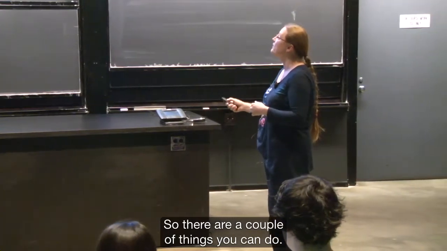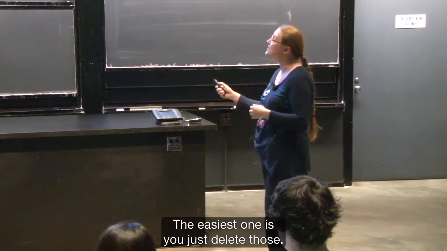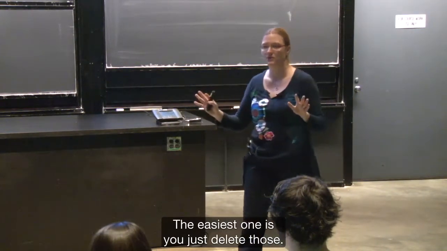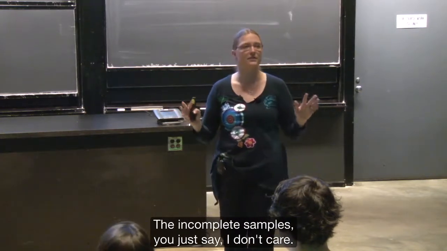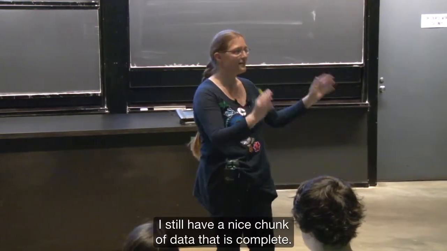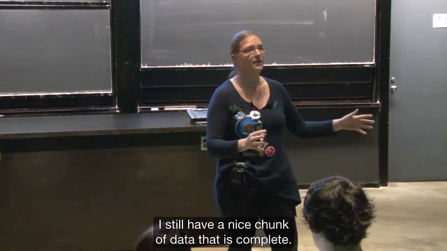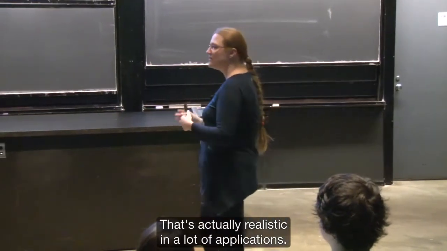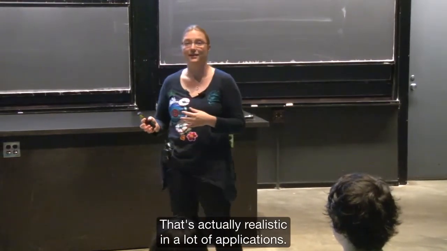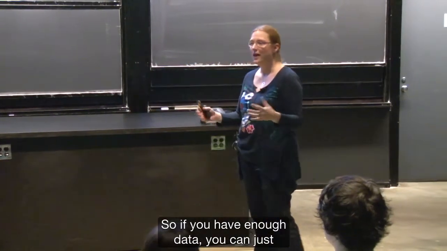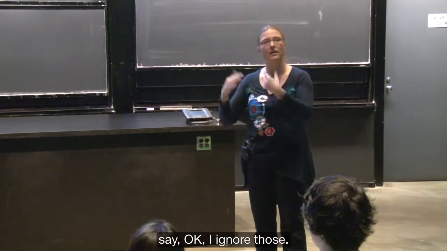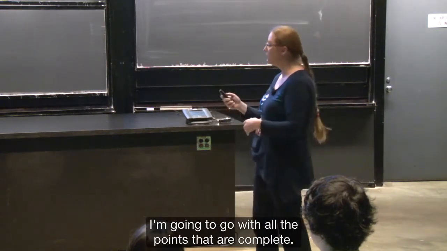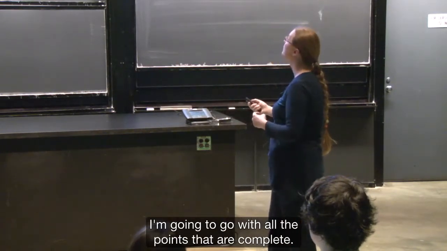So there are a couple of things you can do. The easiest one is you just delete those incomplete samples. You just say, I don't care, I still have a nice chunk of data that is complete, so I'm just going to reduce those. That's actually realistic in a lot of applications. If you have enough data, you can just say, OK, I ignore those, and I'm going to go with all the points that are complete.